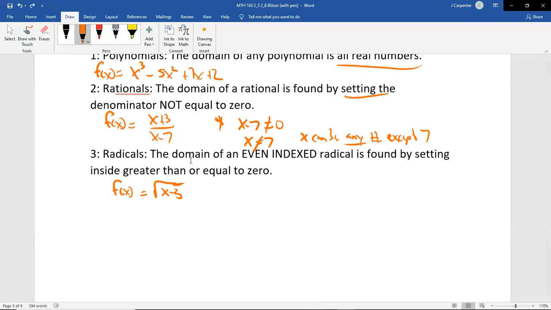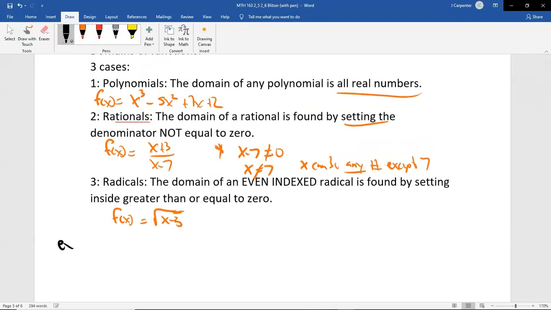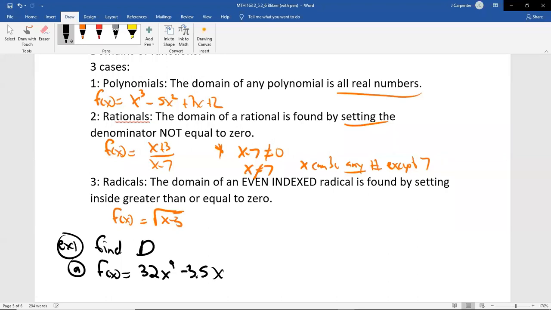All right, so let's try these out. Example 1, find D. Well, there it is. There's D. I did it. D means domain. For A, we're going to have f of x equal to 32x to the 9th minus 3.5x to the 3rd plus pi times x minus 1. Oh my lord, what in the world did I just write?